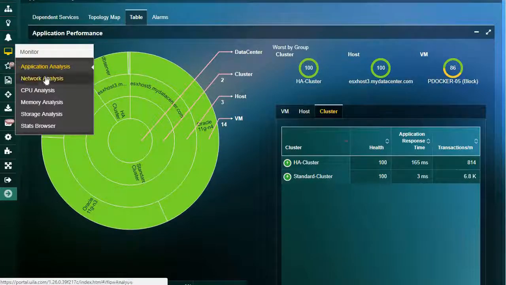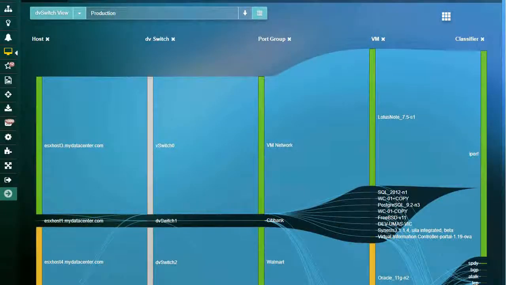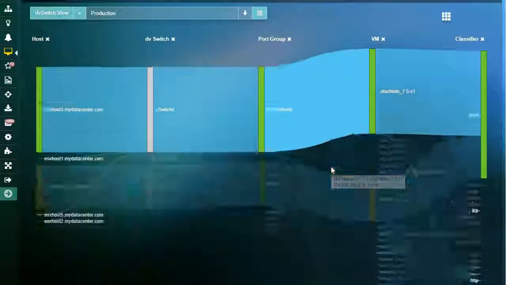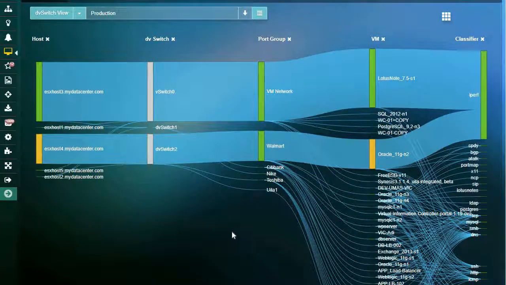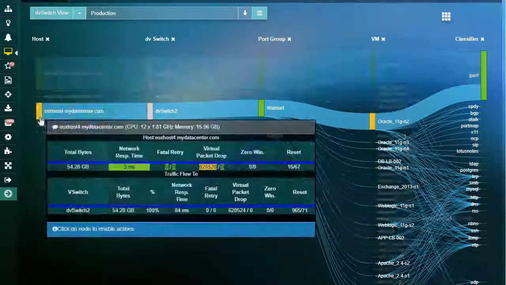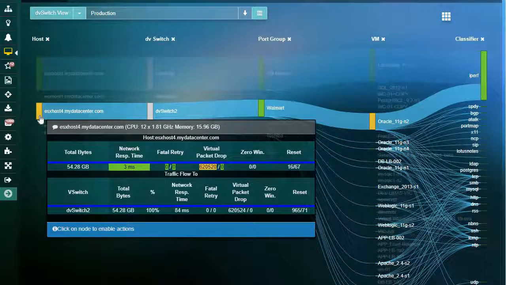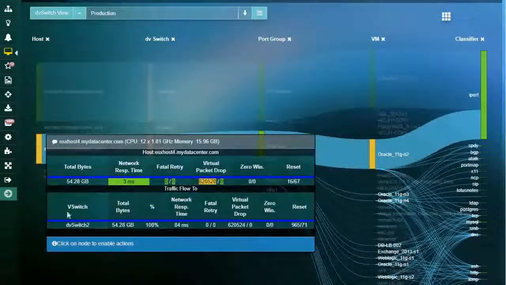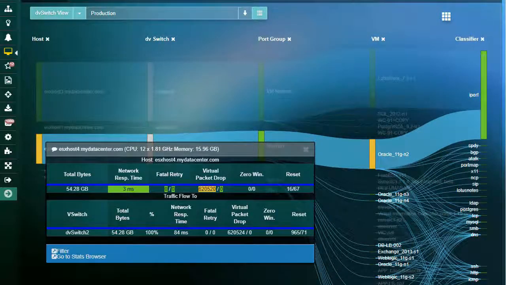But we're going to take a look at the network analysis here real quick. This is probably one of my favorites because we can see the host, the switch, the port group, the VM, and then the classifier. As we look through here, we can see what other effects are being caused. In this case, this orange says there are things that are a little slow, and what is the cause of that? If I click that, you'll notice it says there were 54 gig moved, and the network response time was 3 milliseconds on average.